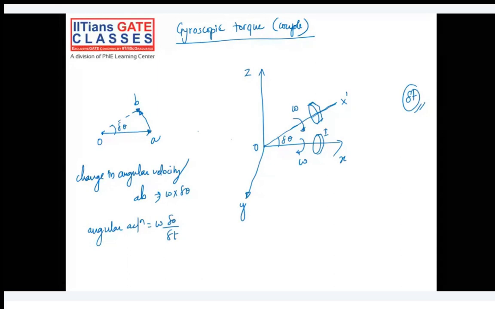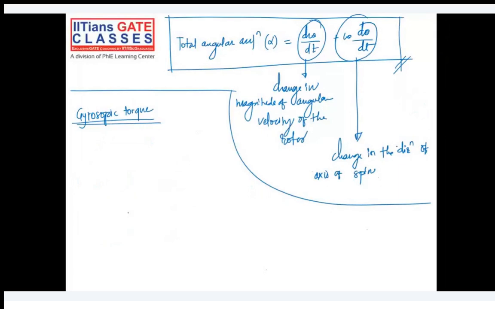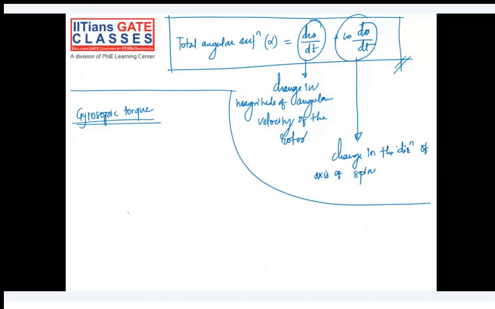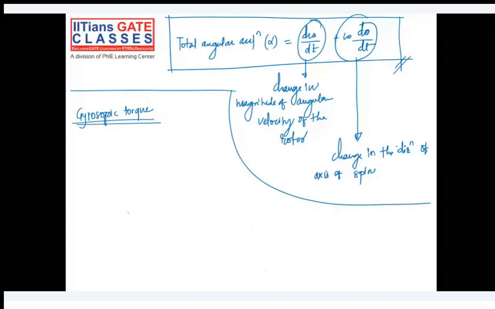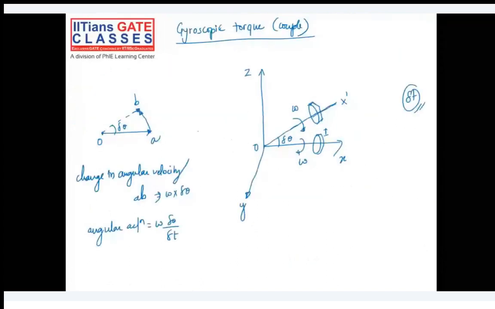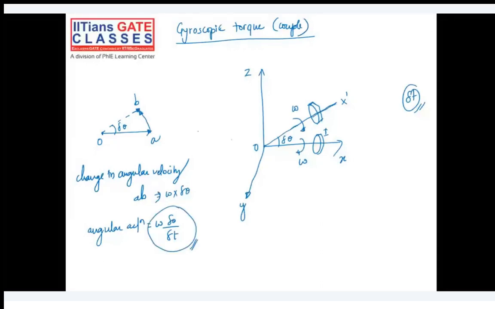What I am trying to show you here is, if you come to the previous part, there we have studied two components of the total angular acceleration. The first one is because of change in the magnitude of the angular velocity, and the second is because of change in the direction of the axis of the spin. In the latest example, we don't have a change in the angular velocity, so this term won't come into the picture. Ultimately what we get is omega times d theta by dt, only the second part of the derivation. This is your angular acceleration, because change in angular velocity with respect to time is angular acceleration. Is it clear?